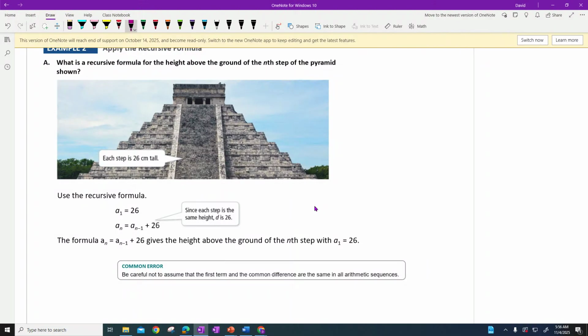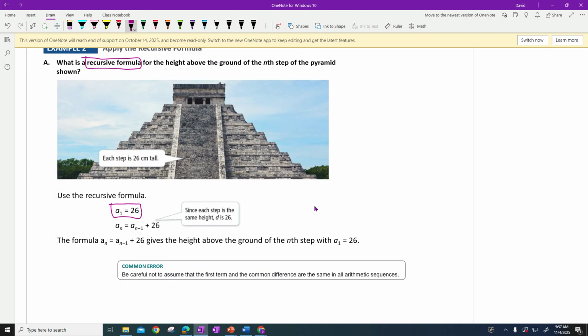For example, this step that's going up says, what's the recursive rule for the height above the ground for the nth step of this pyramid shown? So they're saying now we have to write the recursive rule. So that's a sub n, with n minus 1 under the sub here, okay? Now as I look at the steps, each step is 26 centimeters, so 26 plus 26 plus 26 plus 26, it's a repeating pattern going up here. I have to say what the a sub 1 is to get this going.